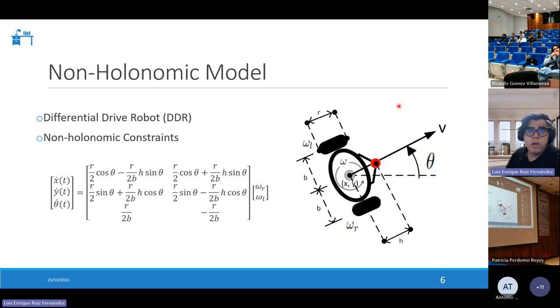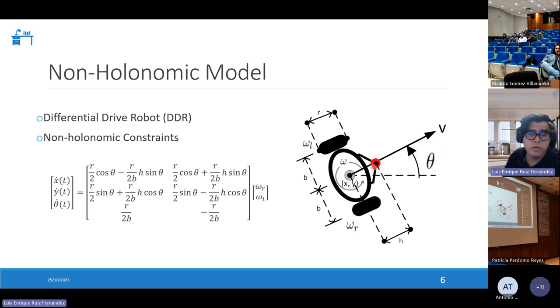The model that we're using is a differential drive robot, well known in the field as DDR. As we can see in the image, there are some parameters that we used in the model. We can notice that this is a first order model, so our input control is the angular velocity of the wheels, left and right. Sometimes it's complicated to control this kind of robot.